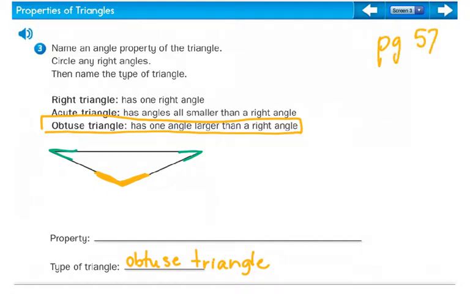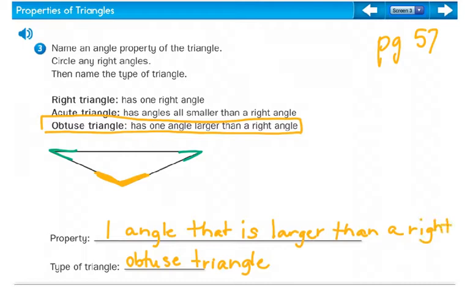What is the property that lets me know it's an obtuse triangle? Well, it has one angle that is larger than a right angle or 90 degrees. So its property is all it has to have is one angle that's larger than 90 degrees.